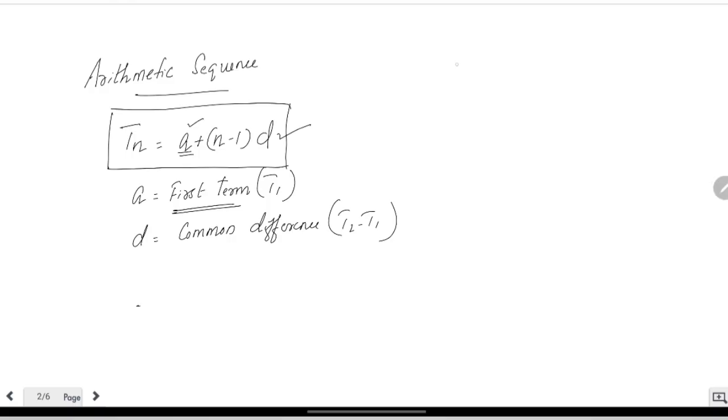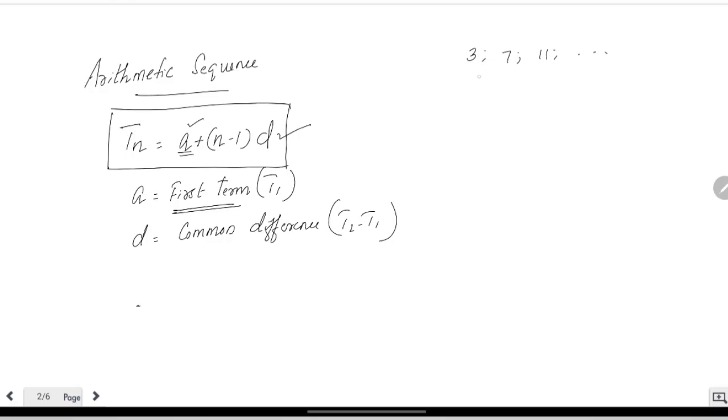Let me write an arithmetic sequence here, then I will explain this. 3, 7, 11, etc. You all know that this one is a linear pattern. Now we are going to say what an arithmetic sequence is. Sequence means the terms are separated by semicolons.